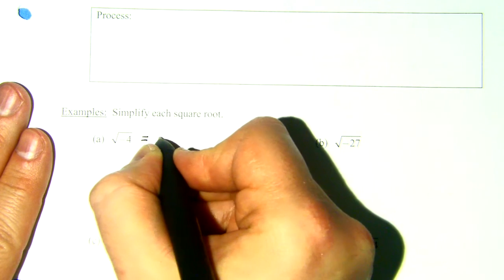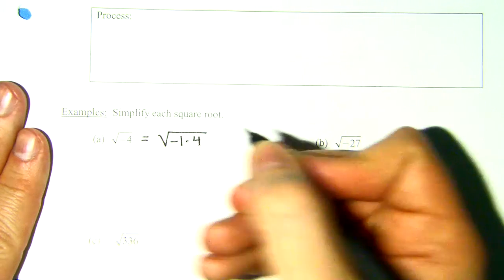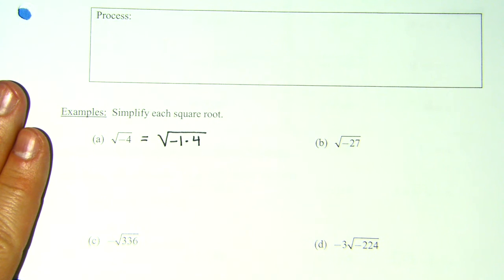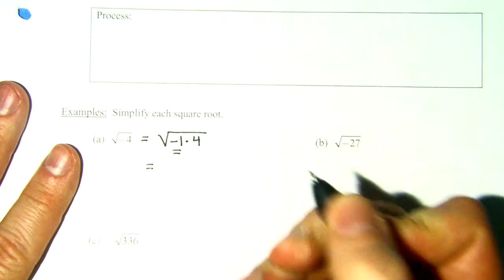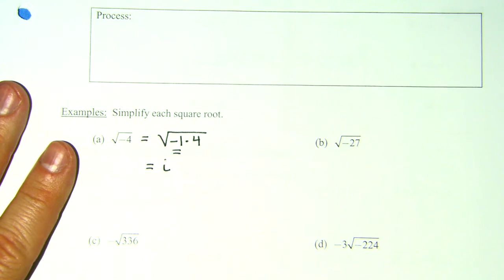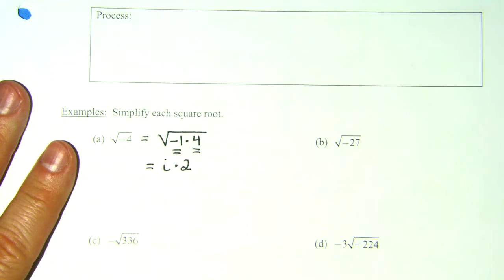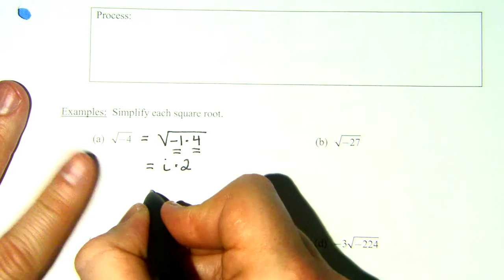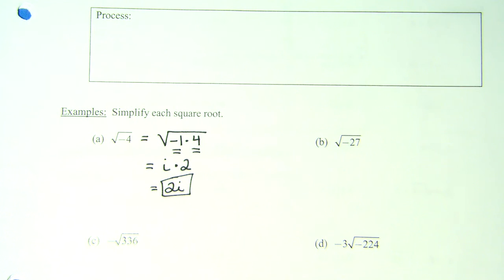Letter A, the square root of negative 4. I can say that negative 4 is just negative 1 times 4. Well, what's the square root of negative 1? That's that number I just defined. The square root of negative 1 is i. But I can also do the square root of 4. What's the square root of 4? 2. I'm going to get i times 2. That's not the standard way to write it, though. The standard way we're going to write it is 2i. The square root of negative 4 is 2i.